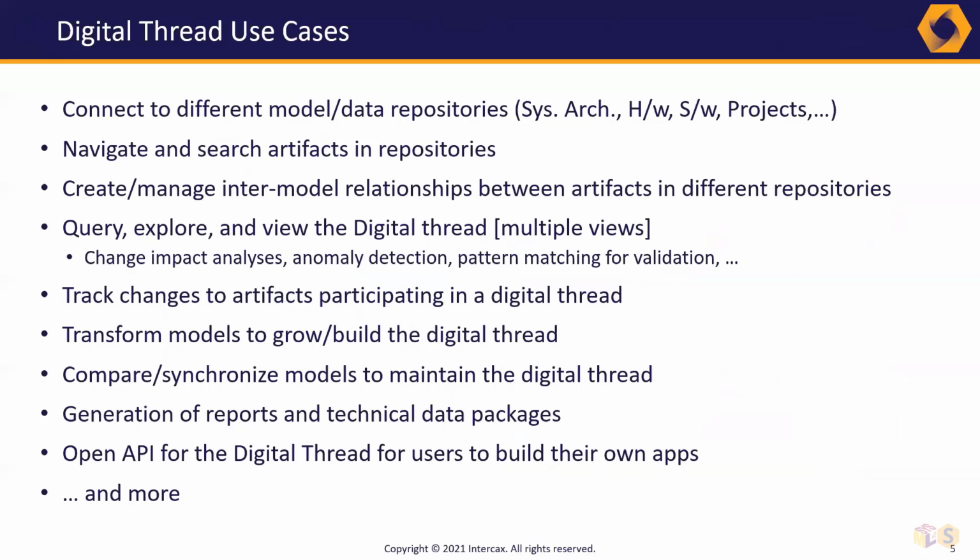from different providers. You have to be able to navigate and search those artifacts in those repositories. You have to be able to create and manage those intermodal relationships, the highways across the islands between the artifacts in different repositories. You have to be able to query, explore, and view the digital thread from multiple perspectives, and be able to do things like change impact analysis, anomaly detection, and pattern matching for validation. And when things change across the ends of a relationship, you should be able to track those changes and report.